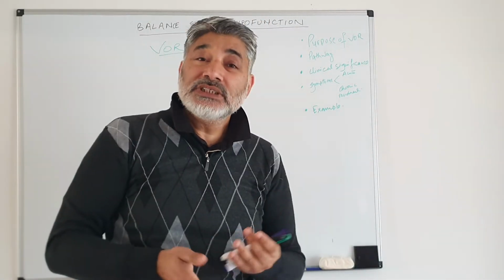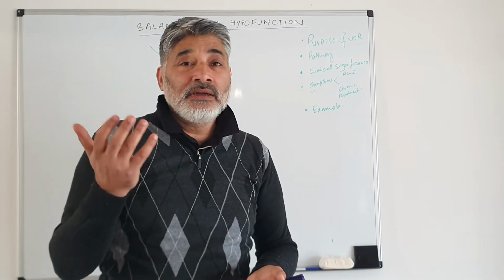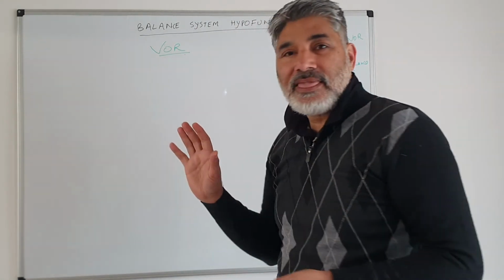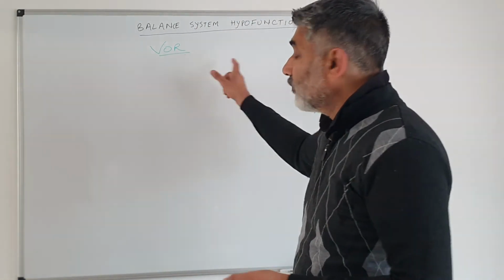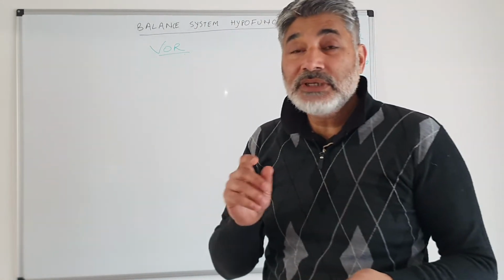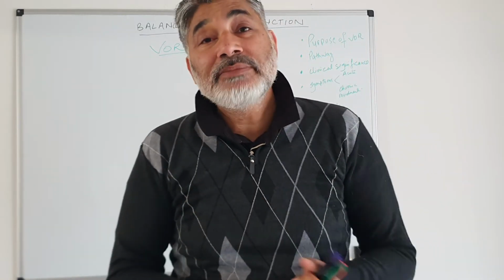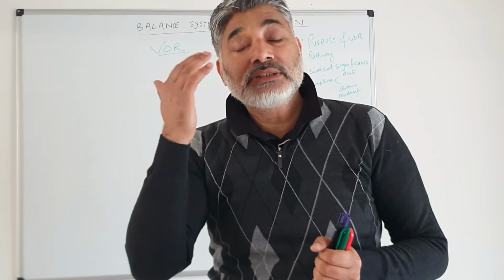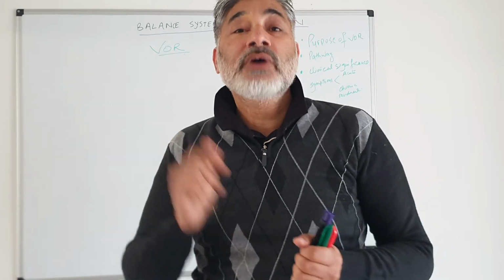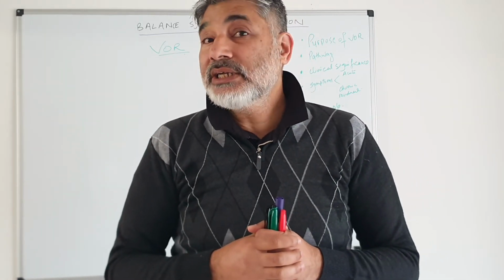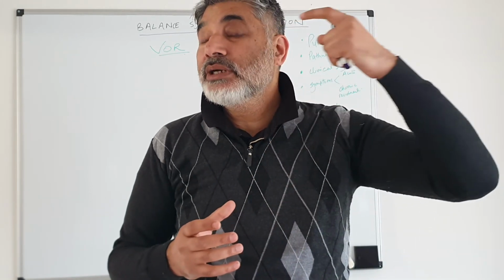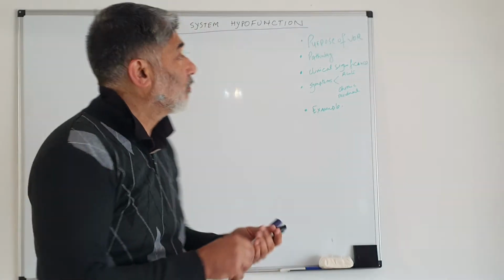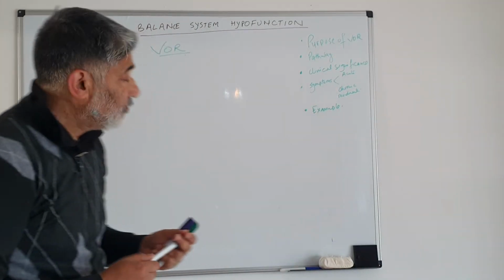So let me start again. The main purpose of the VOR reflex is to keep the image of the seen world steadily on the center of your eyes, which is called the fovea centralis, when the head is moved in a direction, by a compensatory movement in the opposite direction of the head movement. That's the whole purpose of this VOR.